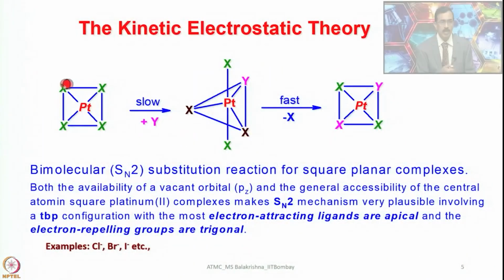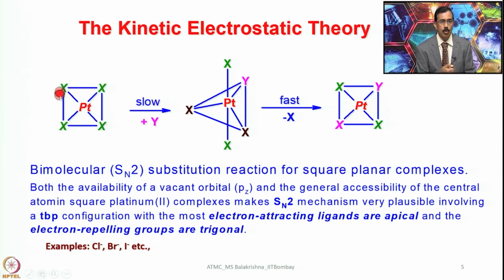For example, I have taken a complex like this, a homoleptic platinum 2 complex, and in the slow step the entering ligand comes and establishes a trigonal bipyramidal intermediate. As I mentioned, during the substitution reaction, one group along with the leaving group and entering group will form the trigonal plane, and the other two will be axial. In the first step, X is eliminated. Once X is eliminated, this trigonal bipyramidal geometry will revert back to a square planar complex.